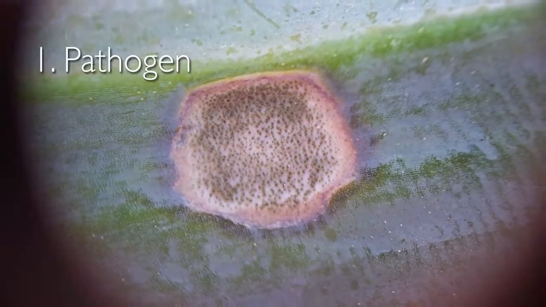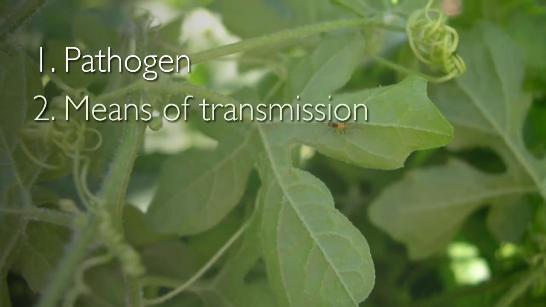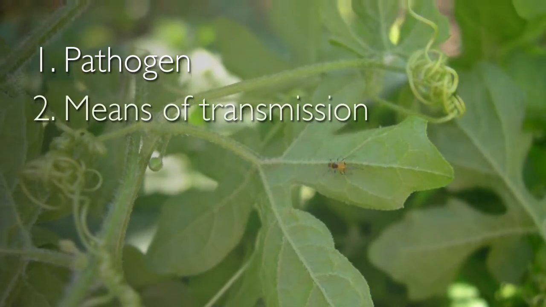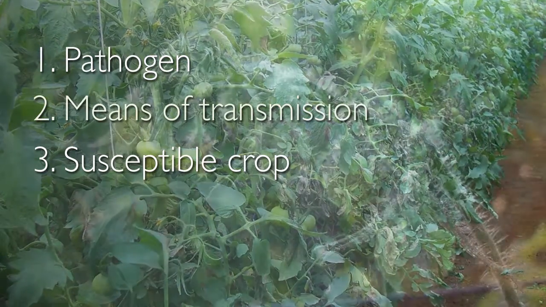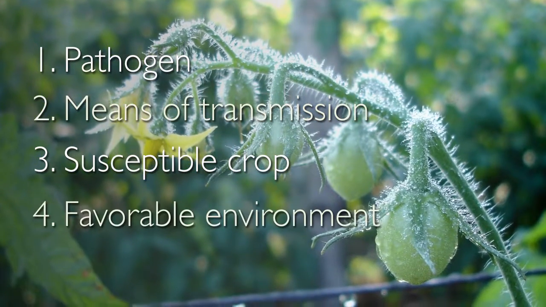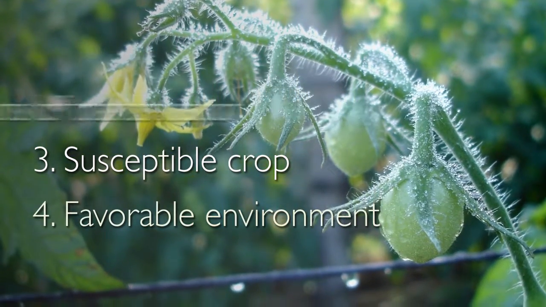1. A source of the pathogen exists. 2. There is a means for the pathogen to be transmitted. 3. The crop is susceptible to the pathogen. 4. The environmental conditions support the infection and development of the disease.